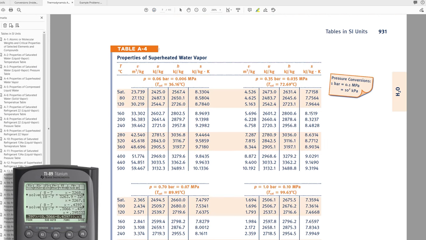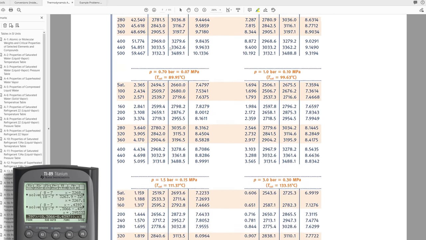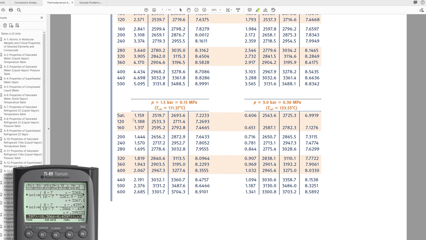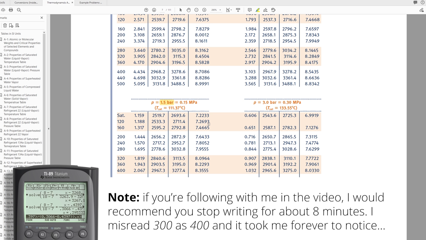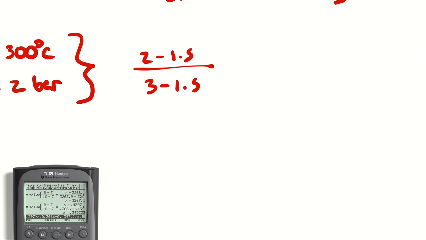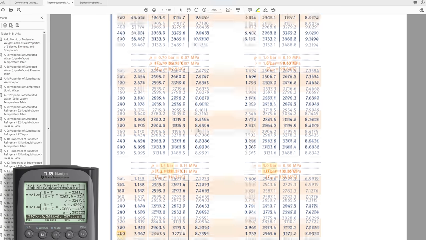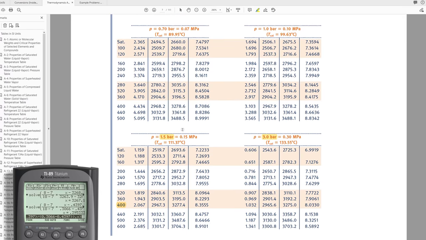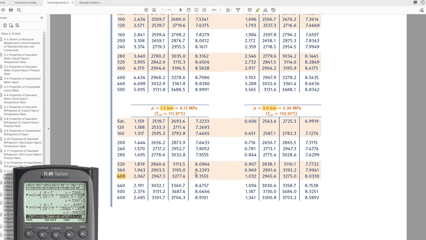I will jump into my superheated vapor tables again, and I will scan optimistically for a superheated vapor subtable at 2 bar. And unfortunately, I don't find one. Instead, I see that I have a pressure subtable at 1.5 bar and a pressure subtable at 3 bar. I have a direct row for 400 degrees Celsius, which means that my interpolation is only going to be one-dimensional. So that interpolation will look the same as it did before. I will start off with (2 minus 1.5) divided by (3 minus 1.5). And that's going to be equal to the enthalpy at 1.5 and 400. That enthalpy is going to be the third column on my subtable. So the enthalpy at 1.5 bar and 400 degrees Celsius is 3277.4.